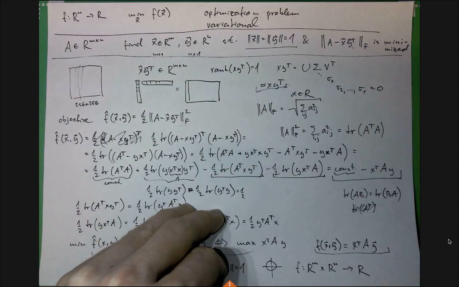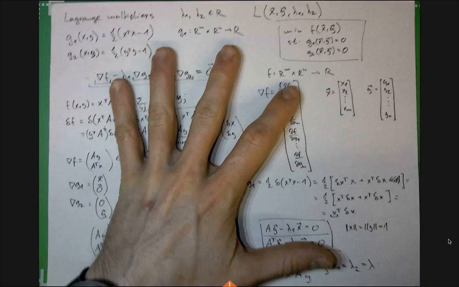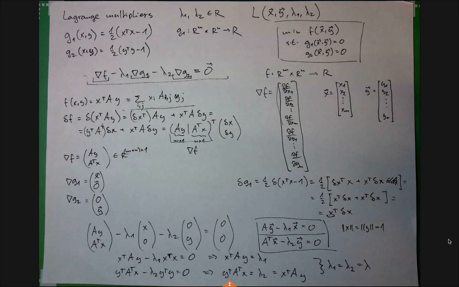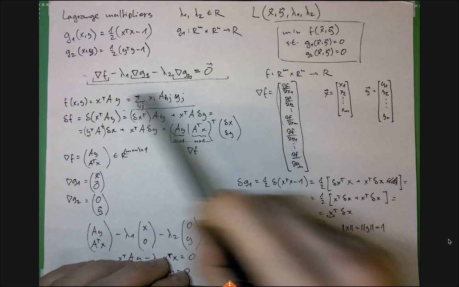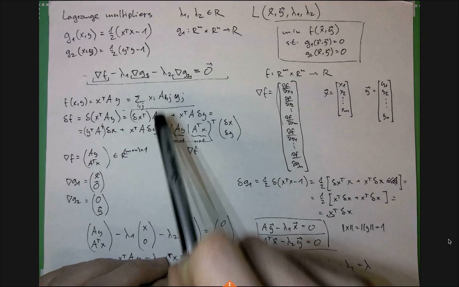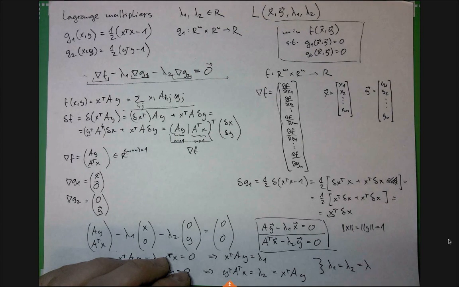Okay, the next thing I pulled out was Lagrange multipliers. Because Lagrange multipliers tell us how to essentially find the critical points, the potential solutions of this problem, by computing the derivative of the objective and the derivative of the constraint function. So derivative, more accurately I should say gradient, or the vector of all partial derivatives.